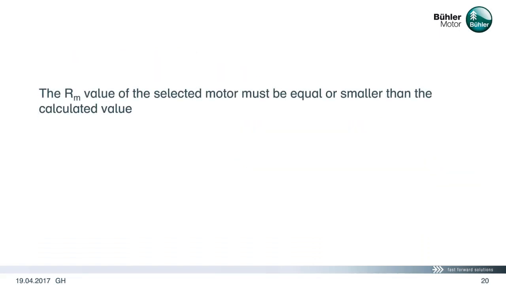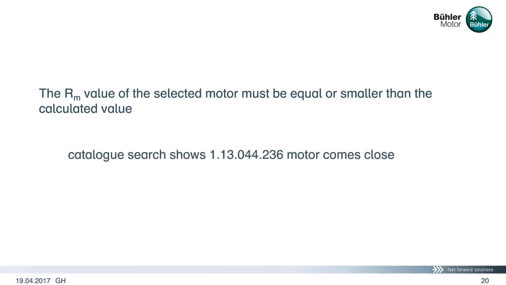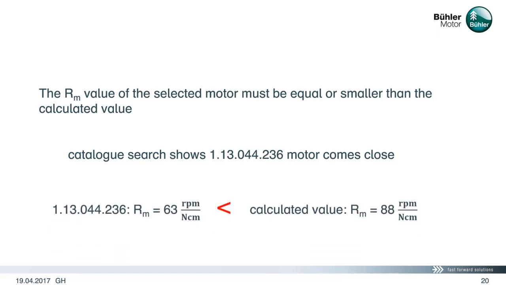The R sub M value of the selected motor must be equal or smaller than the calculated value. So our catalog search shows that the 1.13.044.236 motor comes close to this value. The 1.13.044.236 has an R sub M of 63 rounds per minute per Newton centimeter, which is smaller than our calculated value of 88 RPM per Newton centimeter.